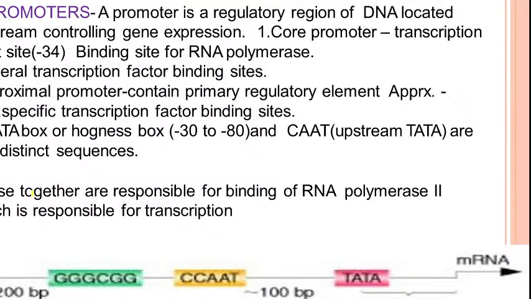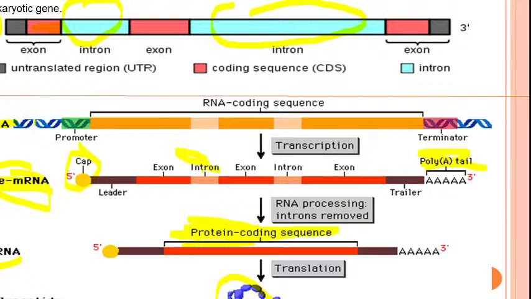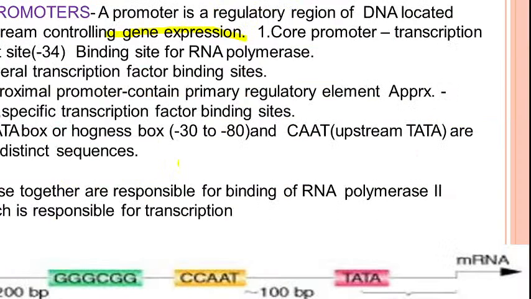So now what are promoters here? A promoter is a regulatory region of DNA located upstream, controlling gene expression. So promoters are always just before the coding sequence. It will always be at the 5' end.